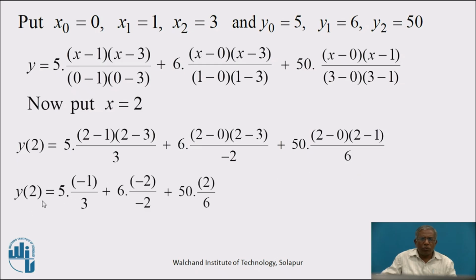Therefore, y at x equal to 2 is equal to 5 into, in numerator 2 minus 1 is 1 into 2 minus 3 is minus 1, the product is minus 1, and divided by 3 as it is, plus 6 into, in numerator 2 minus 0 is 2 into 2 minus 3 is minus 1, and the product is minus 2, and denominator minus 2 as it is, plus 50 into, in numerator 2 minus 0 is 2 into 2 minus 1 is 1. The product is 2 and in denominator 6 as it is.